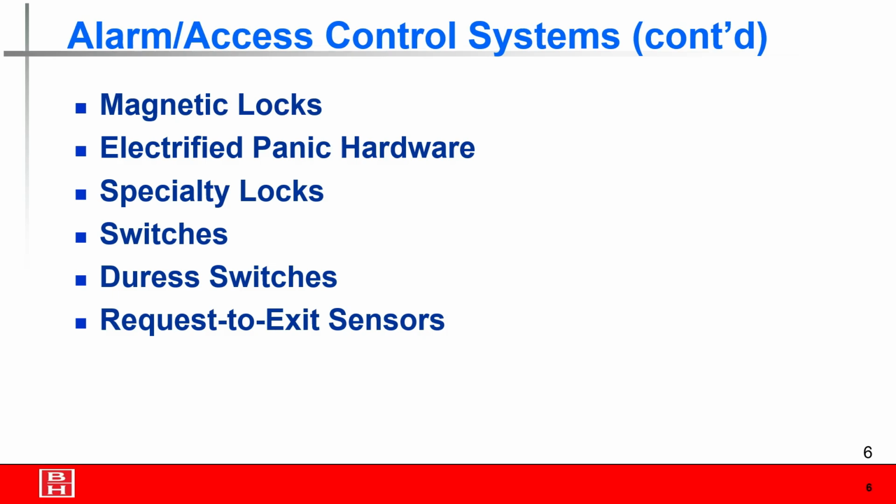Switches for doors and gates, such as DPS switches, sense whether the door or the gate is open or closed, and allow us to get in and out.